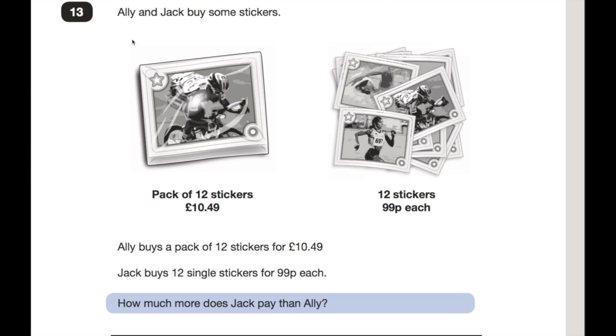Number 13 is quite a long one. It says, Ali and Jack buy some stickers, and here are the stickers that they can buy. They can either buy one pack of 12 stickers or they can buy 12 stickers individually. Ali buys a pack of 12 stickers for $10.49.